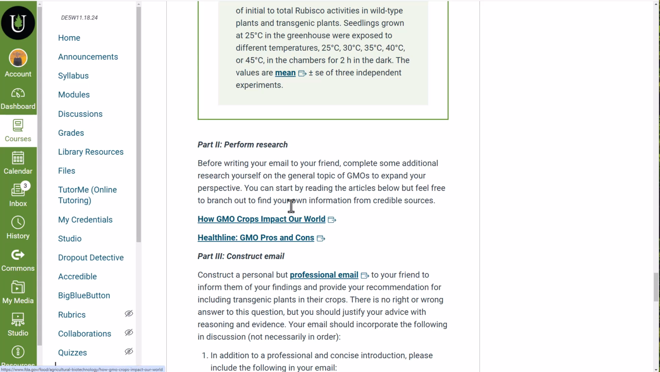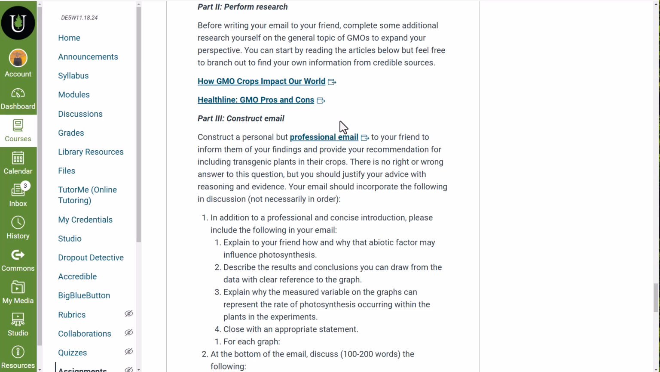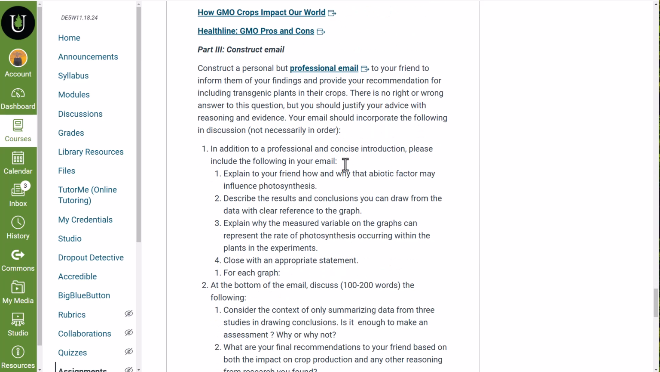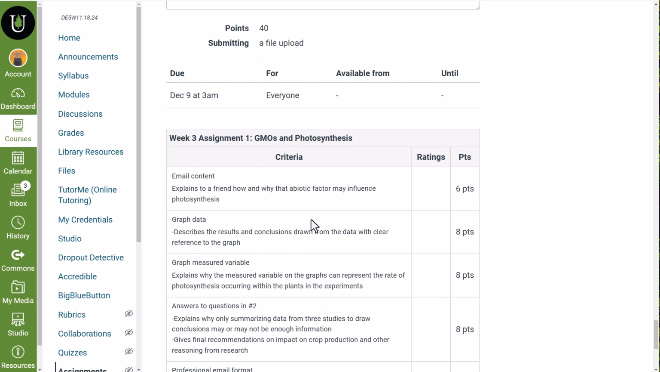You can also find your own information if you choose. After doing all of that, you're going to construct a professional email to your friend. And you're going to make sure that you include all of these items. If we come down here, you want to make sure that you tell them exactly what each of those graphs is showing. What is it showing?